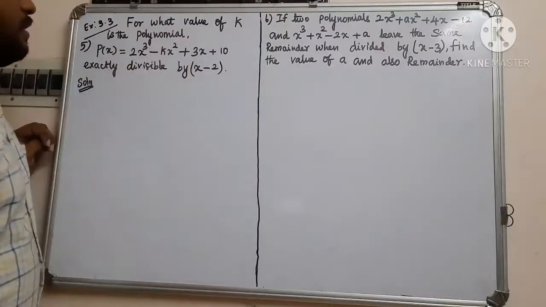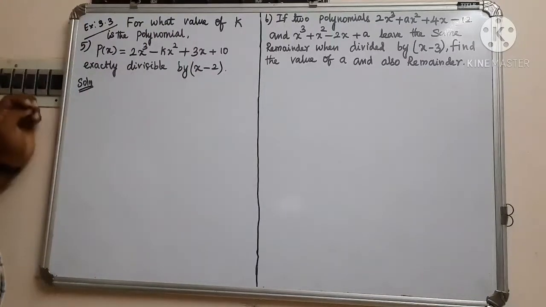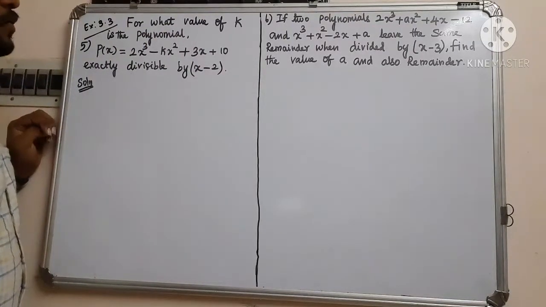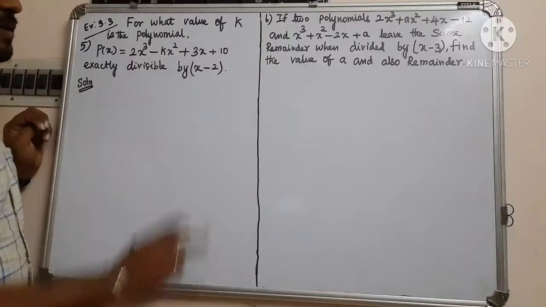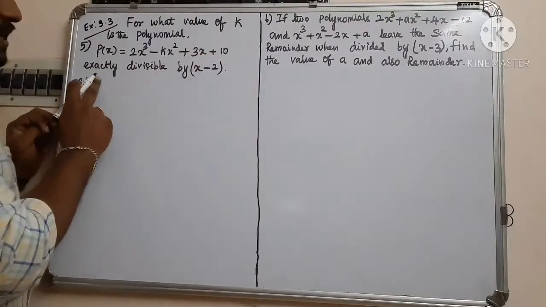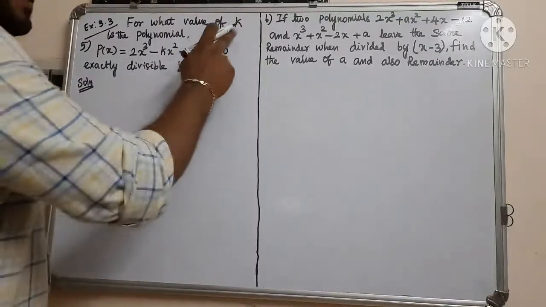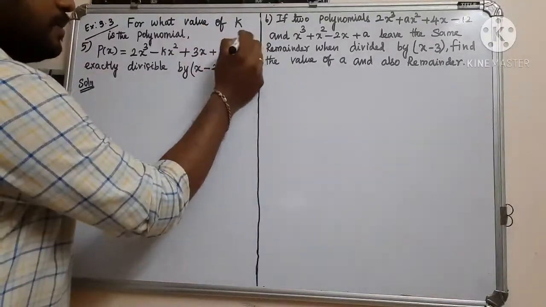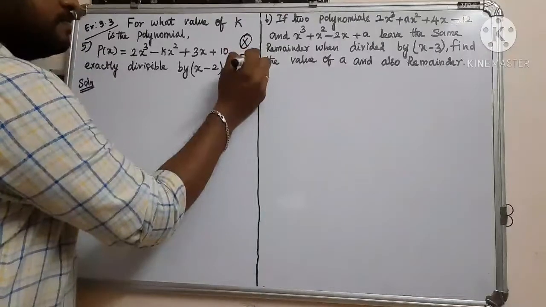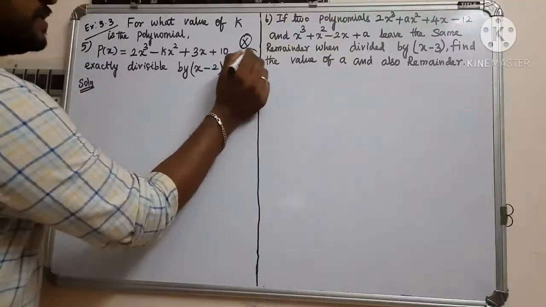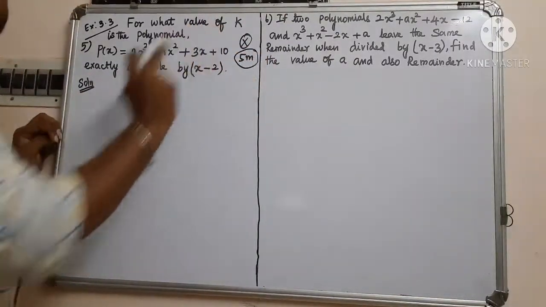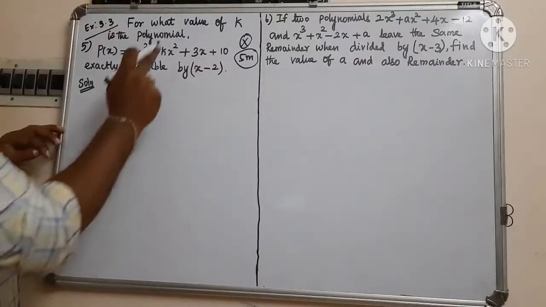So next, fifth question. For what value of k is the polynomial p of x is equal to 2x cube minus kx square plus 3x plus 10 exactly divisible by x minus 2? So you have to find out the value of k. So this is an important 5 mark question. Important 5 mark question. Okay. So you have to find out the value of k.